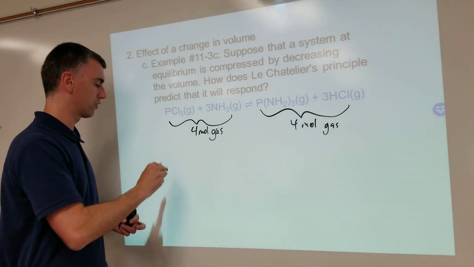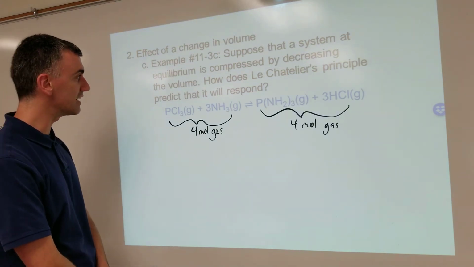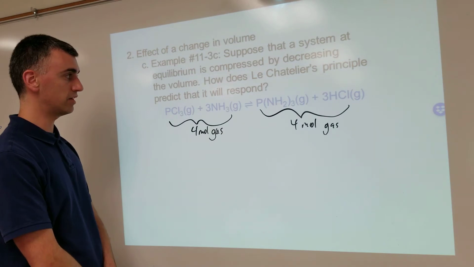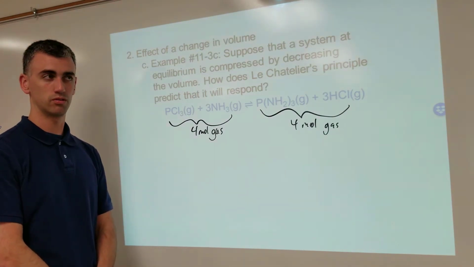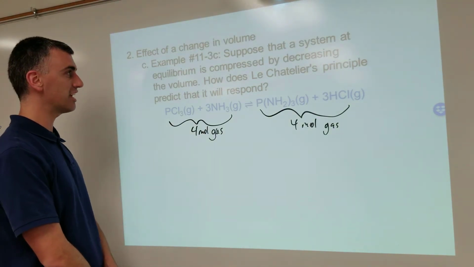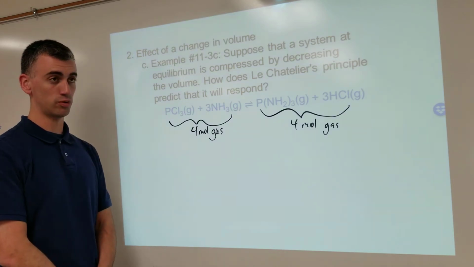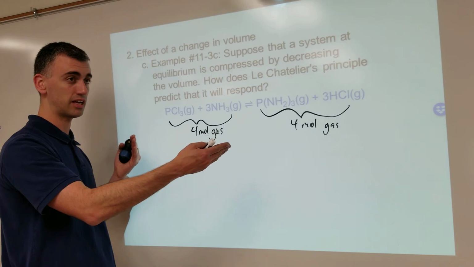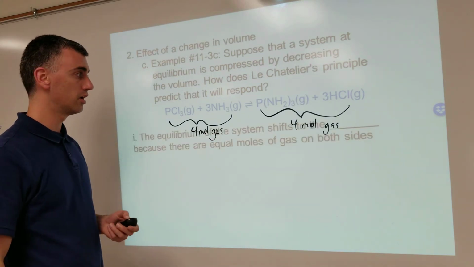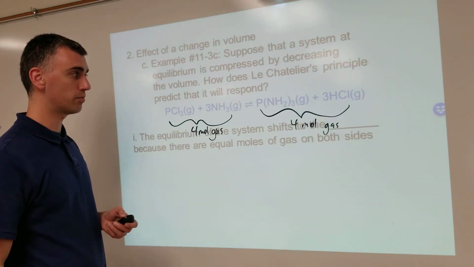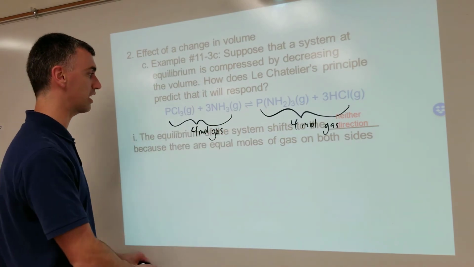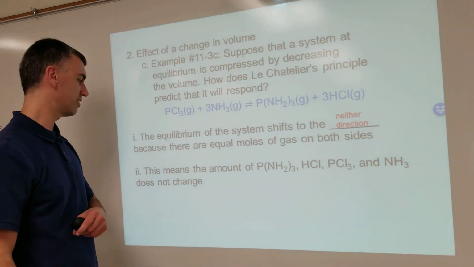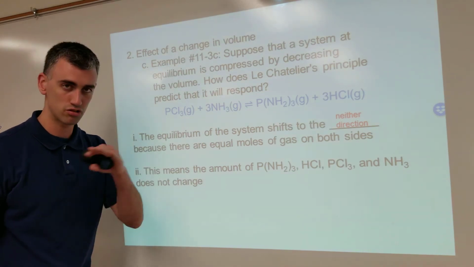Okay. What we see here, therefore, is a situation where we have equal numbers of moles. Which means if we favor the side with fewer moles of gas, but they're the same moles of gas, neither one is favored. Because neither one is favored, we say the reaction shifts in neither direction, which means the amount you have doesn't change, it just stays the same.